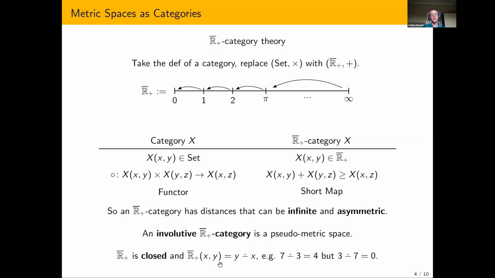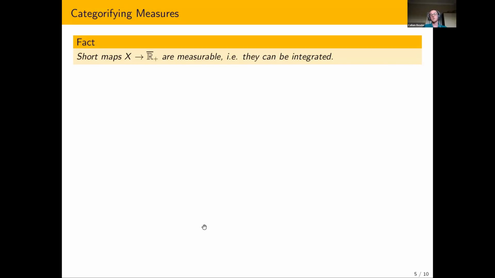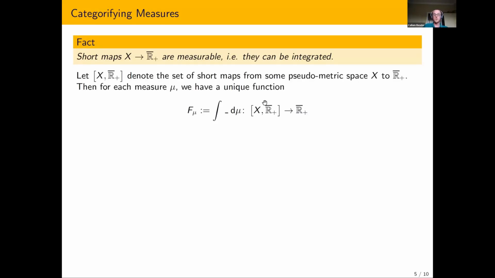So this is kind of how we think about metric spaces as categories, but then how do we think about measures? Well, this follows from what's essentially a Riesz representation theorem. So short maps are measurable, which means we can integrate them. So if we start with the set of short maps here on some pseudometric space, then if we have a measure, we actually have a function which takes in a short map and it spits out some non-negative real value. And we'll see later that this is uniquely defined.